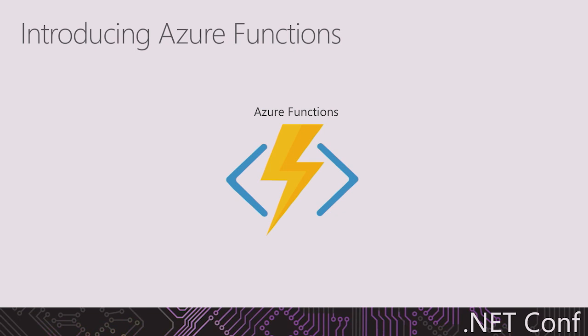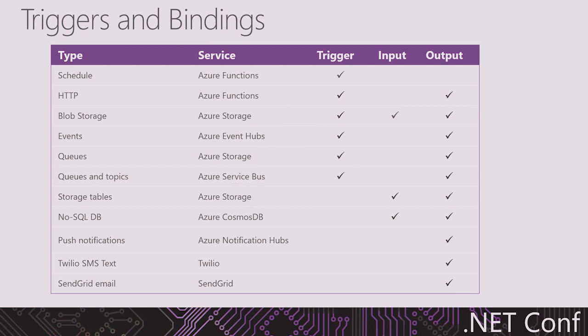The way Azure Functions allows us to do this is by having these things called triggers and bindings. With triggers, I have different ways that I can let my function know that it's time to run. For instance, I might have a trigger that's based on a schedule. I may also have a trigger that's based on an HTTP call. I may have triggers based on things like blob storage or events that are firing off of Event Grid or Event Hub.